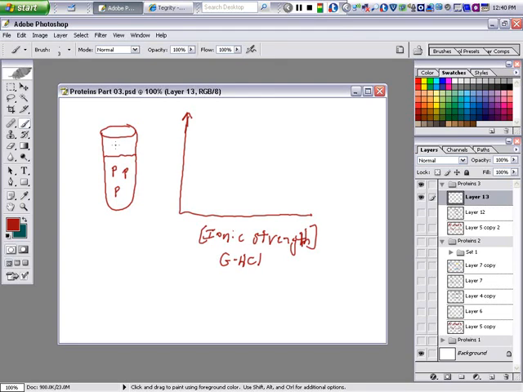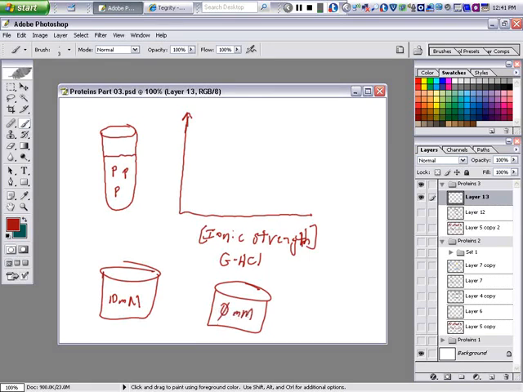Okay, let's say here you have a solution, and let's say it has 10 millimolar salt in it. And then you have another solution that has no salt, 0 millimolar salt. Okay? First question, which one is going to be more polar, the 10 millimolar or the 0 millimolar? 10 millimolar is going to be more polar. Which one will the protein dissolve in more easily? The 10 millimolar or the 0?